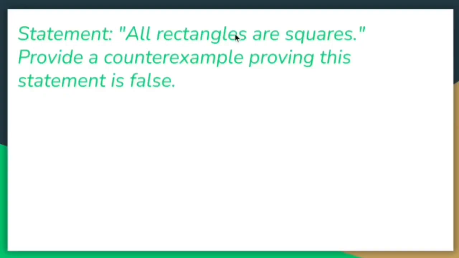Statement: all rectangles are squares. Provide a counterexample proving this statement is false. What is a counterexample? Well, a counterexample is a statement, a sentence that shows you and proves to you that this statement is not 100% true. Okay, so like if I were to say all cool guys are 23 years old, that's not true because I'm cool and I'm 28. So how can we do that here? How can we provide a counterexample for all rectangles are squares?